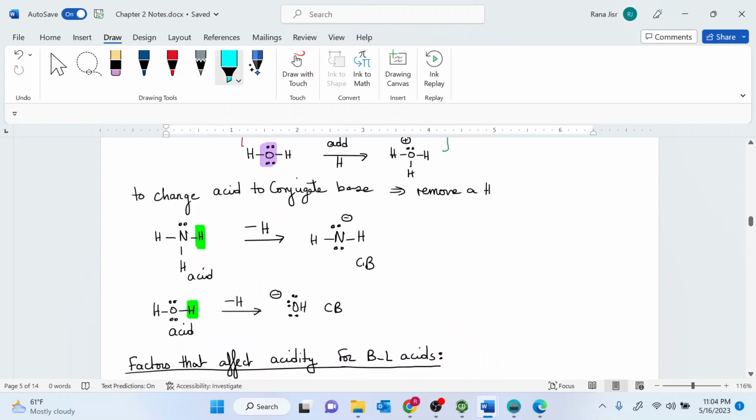To change acids to conjugate bases, just remove a hydrogen and you're going to end up getting your conjugate base.